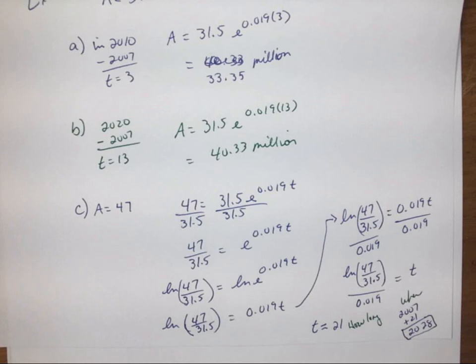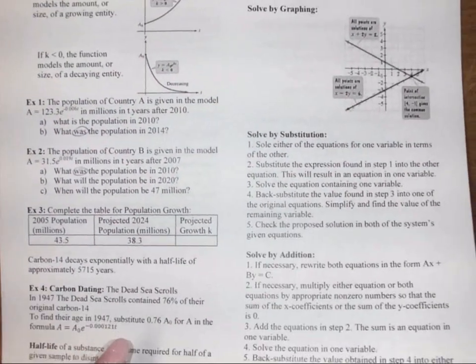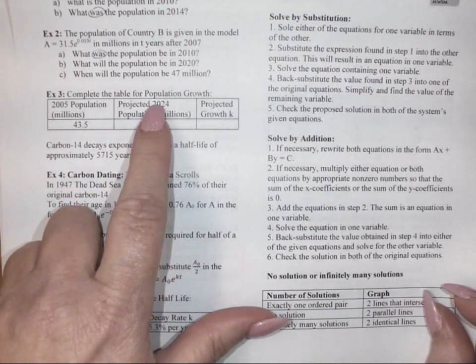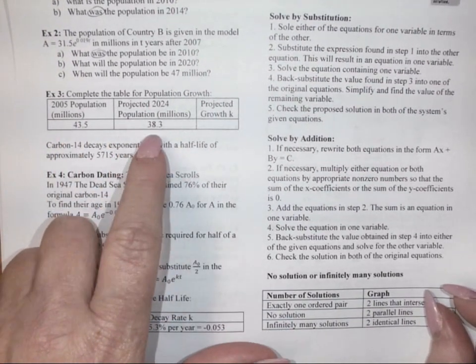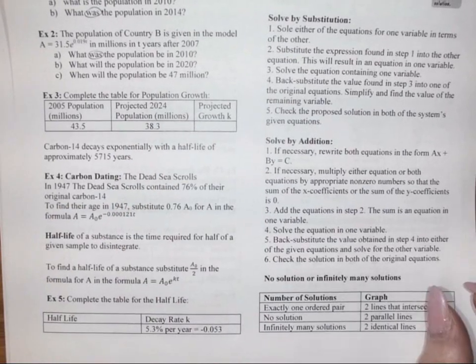So this is one of those problems where you're going to have to answer a couple of things. Alrighty, so the next thing we're going to look at is example 3. In example 3, we are looking at completing a table for population growth. In 2005, the population in millions is this. Projected 2024, the population will be this. And we're looking for the projected growth rate k. So let's go look at what we need to know.